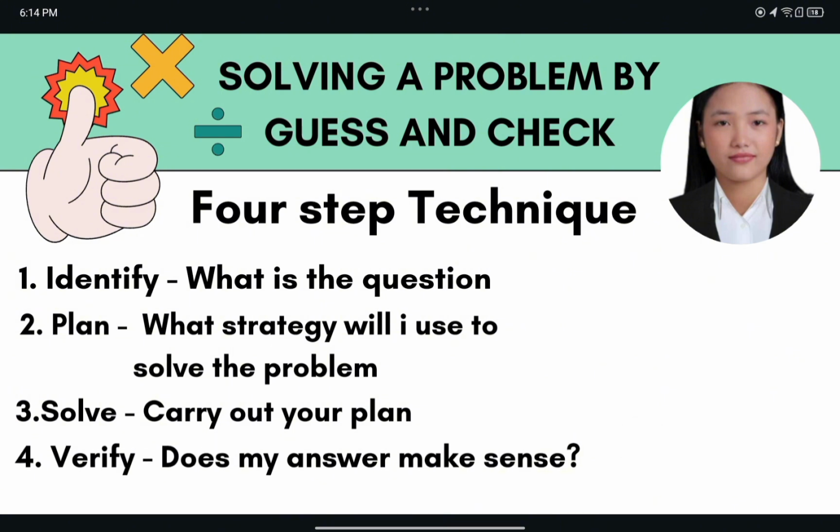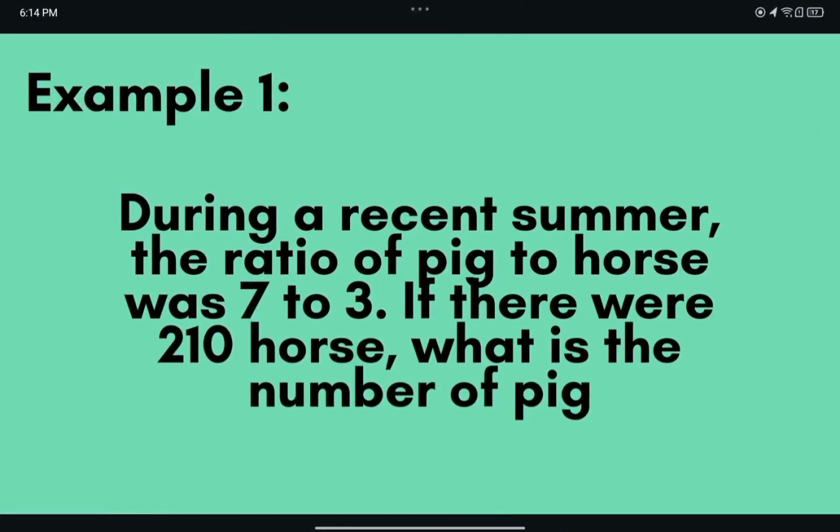So sa solving a problem by guess and check, malalaman natin kung paano mag-solve ng word problem. And hindi dito basta-basta pwedeng manghula or what. So paano nga ba ito gawin? So first example, during a recent summer, the ratio of pig to horse was 7:3. If there were 210 horse, what is the number of pig?